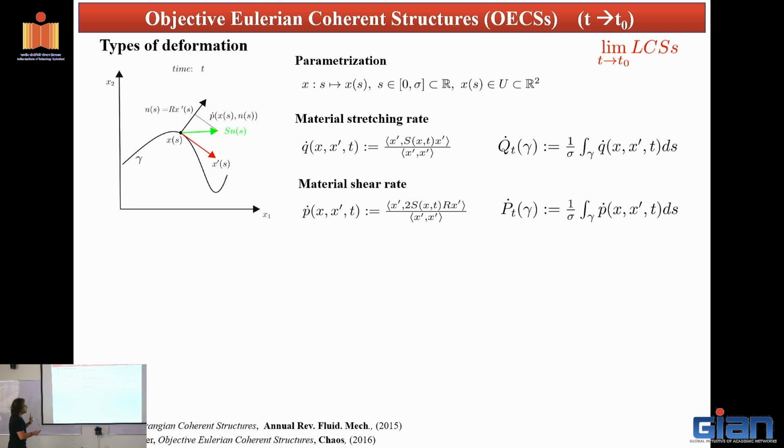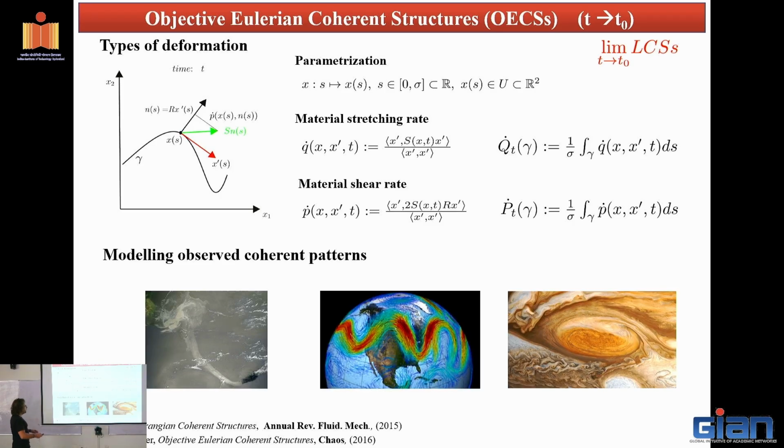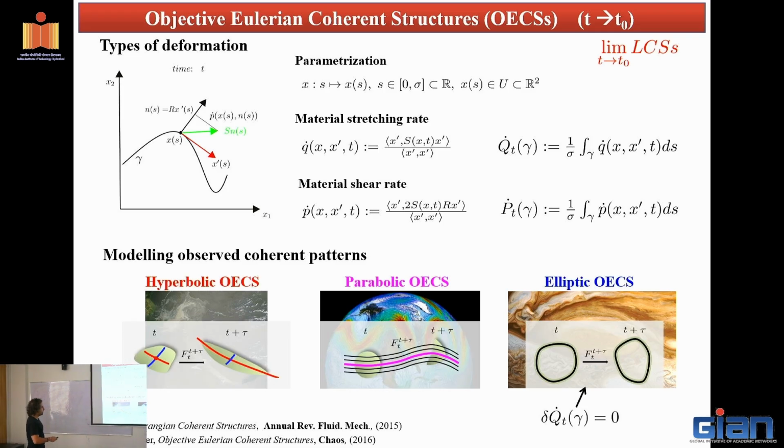We're not going to use this quantity, but again, you define the material shear rate. You're going to define the similar average functional on this curve gamma, and with these two functionals, you can actually define all these structures: the hyperbolic, the parabolic, and elliptic. So you do the maximization as we did yesterday, and you can identify these structures.